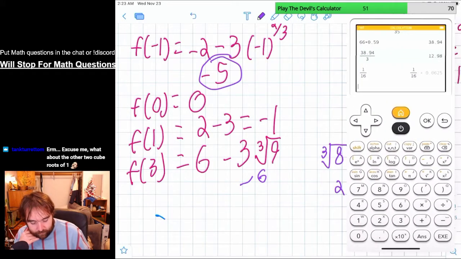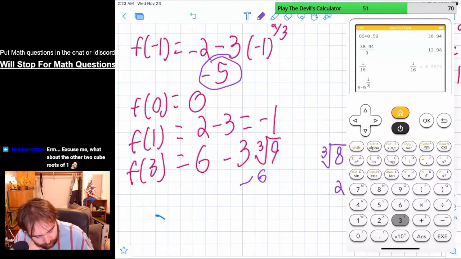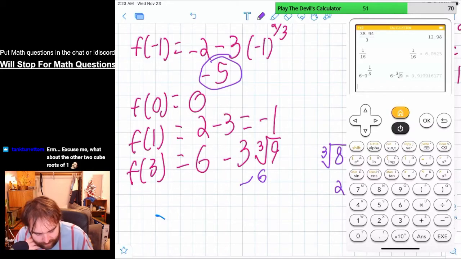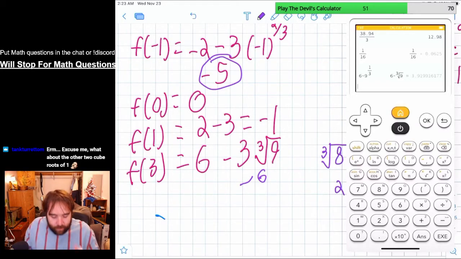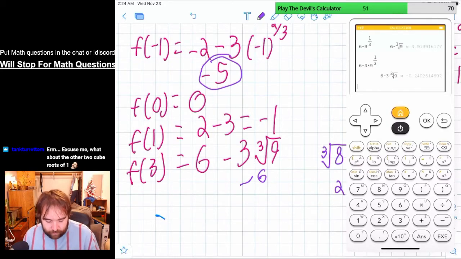I would be pretty confident about that. I guess we could whip out a calculator and say, what is 6 minus 9 to the 1/3? Oh, yeah, that's definitely 4. Oh, I forgot to multiply by 3, though. Right, that's why. I forgot to multiply by 3. Yeah, so that's why I figured.